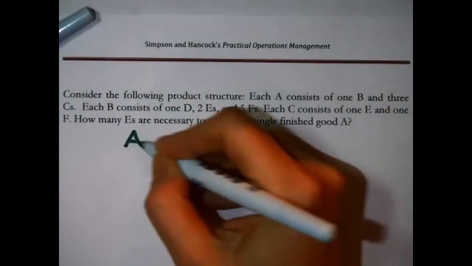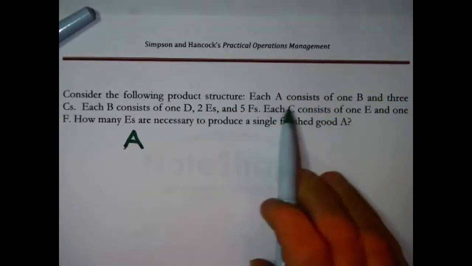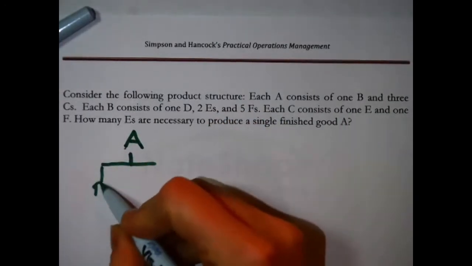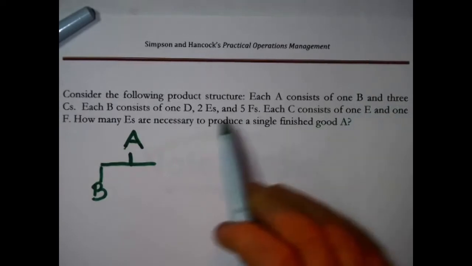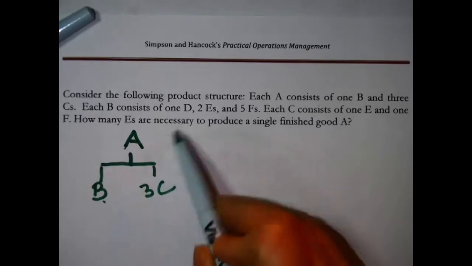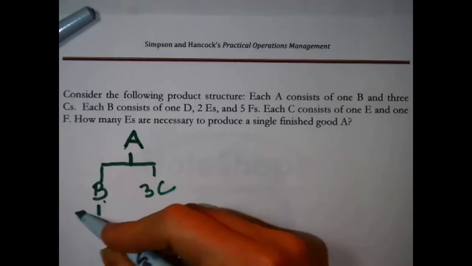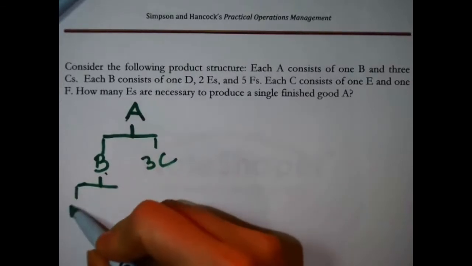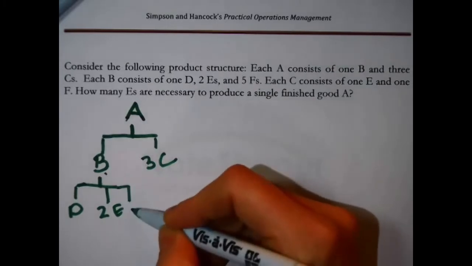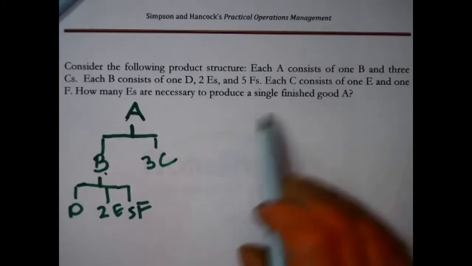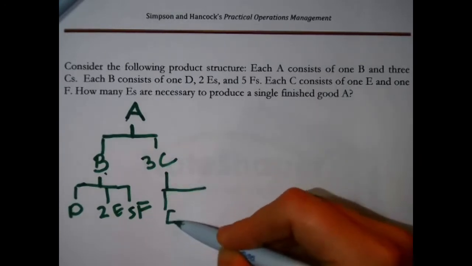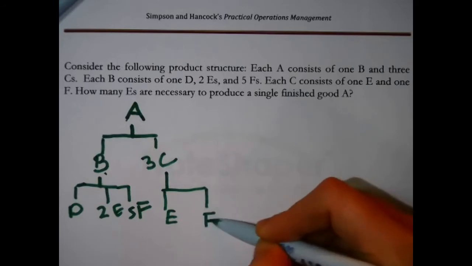it's talking about a finished good called A. Each A consists of 1 B, something called a B, and 3 C's. Each B consists of 1 D, a D, 2 E's, and 5 F's. Each C consists of 1 E and 1 F.